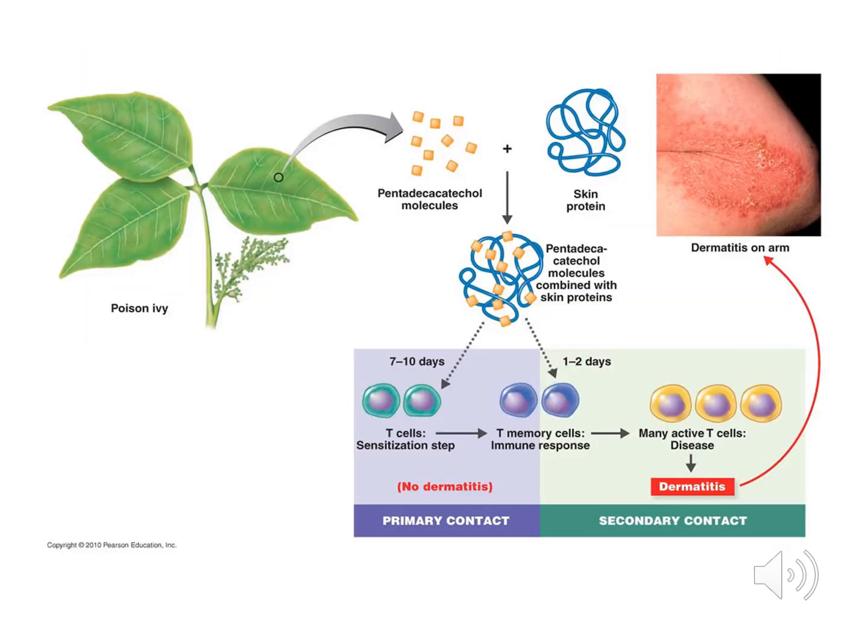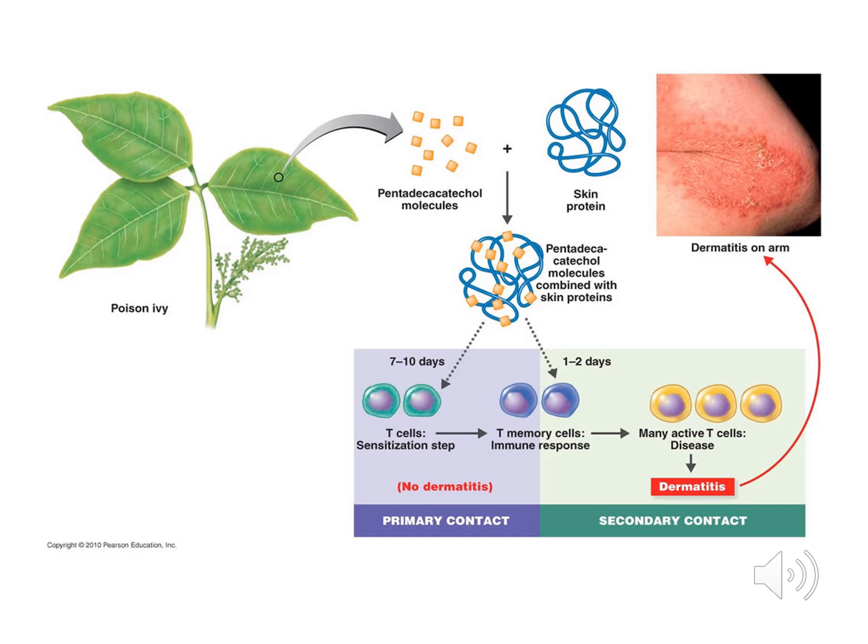A great example of a type 4 reaction is what happens when you touch poison ivy or poison oak. There's a substance in the leaves of those plants that the T cells can become sensitized to. And once those T cells are sensitized, anytime you touch those plants in the future, the T cells are going to react, and it's going to cause a dermatitis on the skin where you touch the plant.